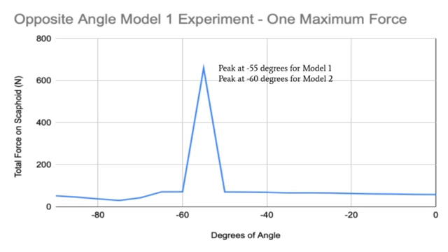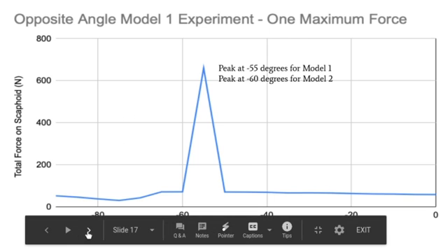For Model 2, the one maximum force on the scaffold increased in magnitude from -75 degrees up to -60 degrees, and decreased in magnitude from -60 degrees back down to -0 degrees. The maximum force peak for Model 2 was -60 degrees.